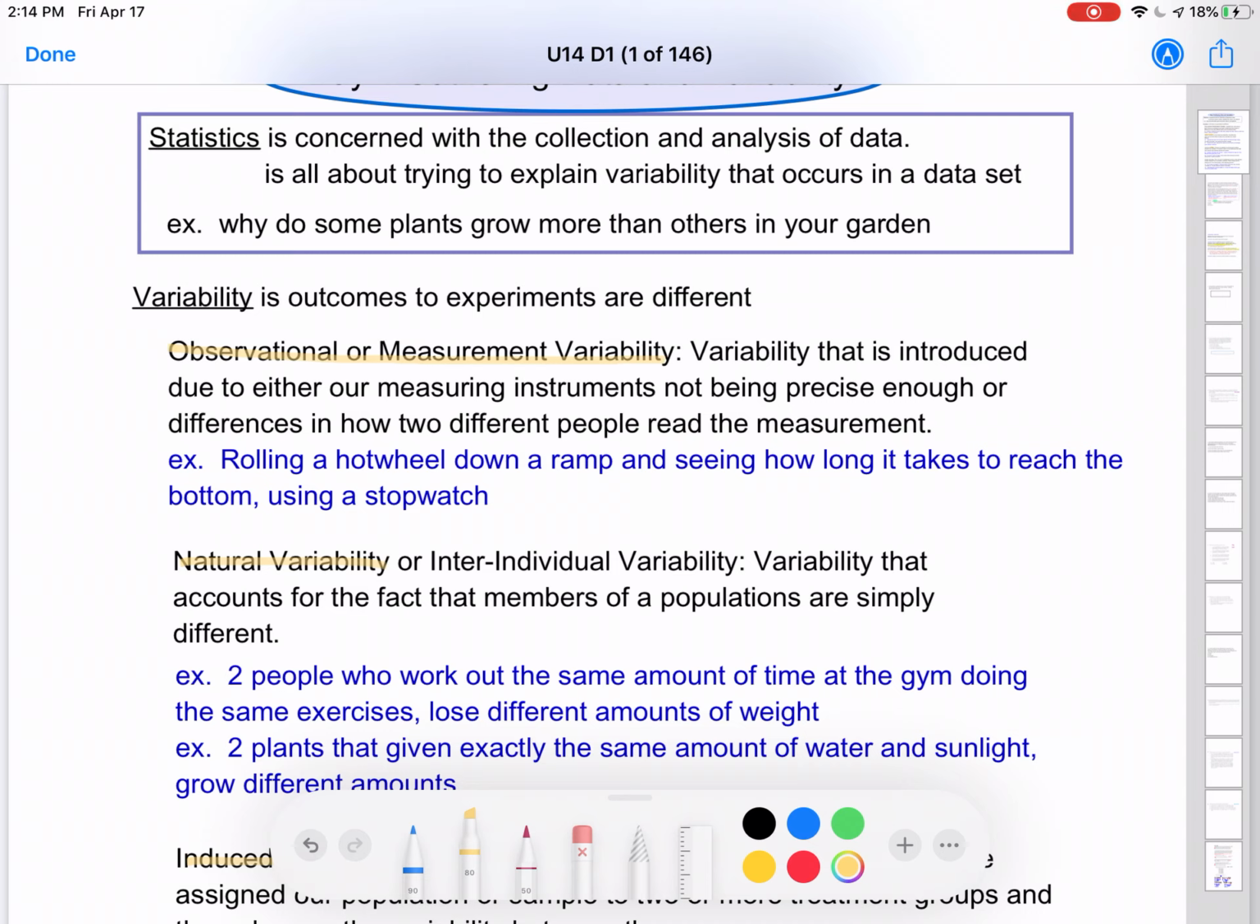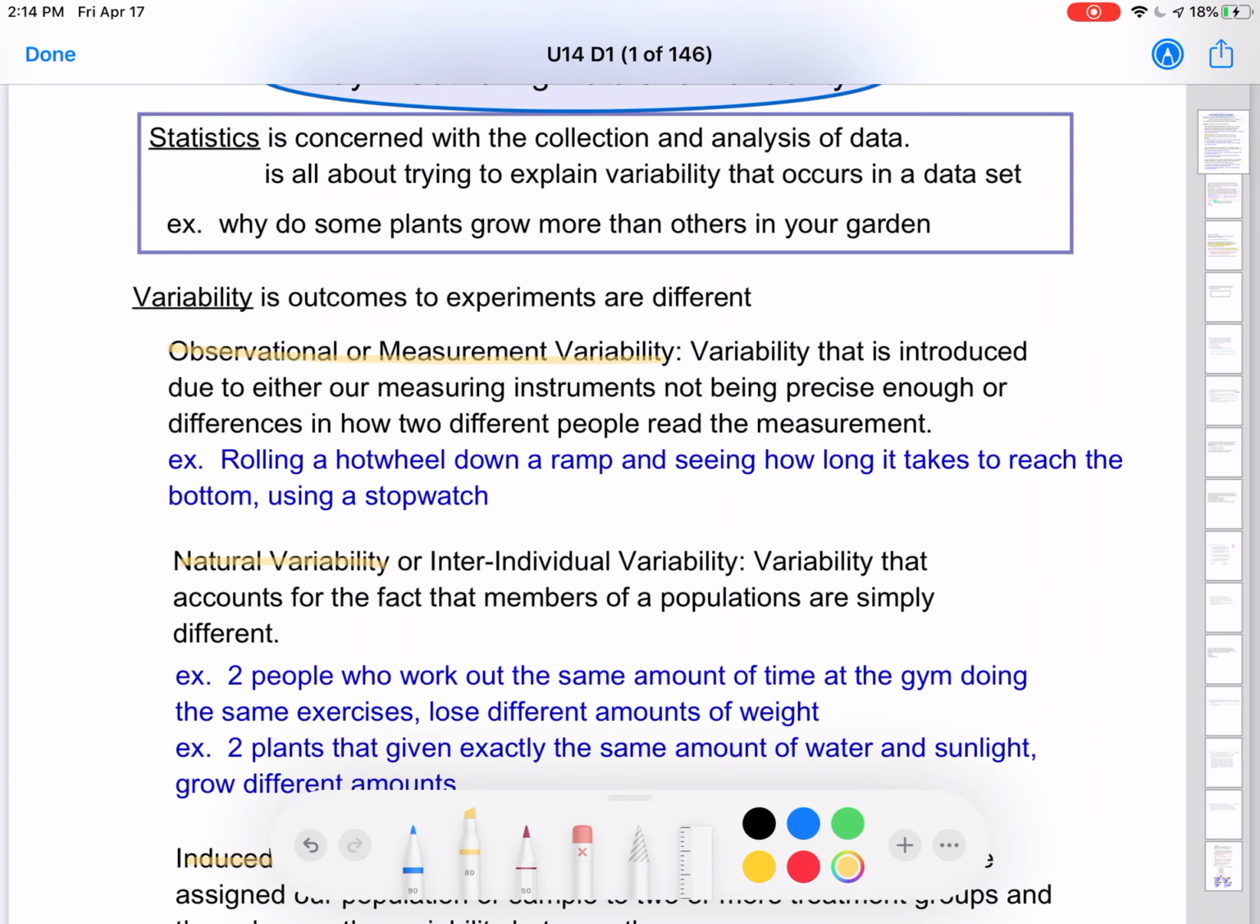All right, so this first one says variability that is introduced due to either our measuring instruments not being precise enough or differences in how two different people might read the measurement. The example I gave is rolling a Hot Wheel down a ramp and seeing how long it takes to reach the bottom using a stopwatch, right? Somebody might not hit the stopwatch at the same exact time. So this is observational or measurement variability that might give us different outcomes.